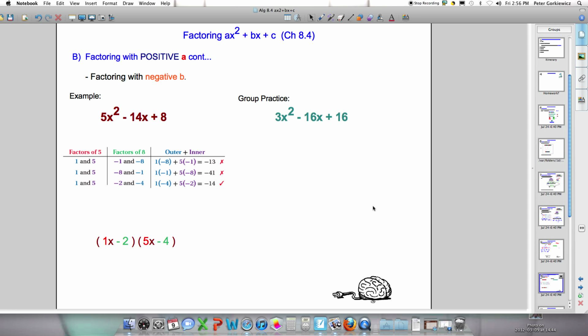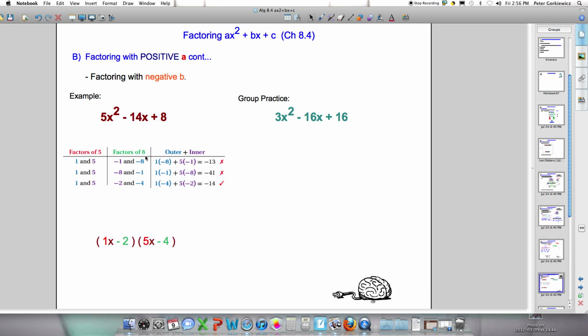Cool. Things get a little uglier when you have negative b. Here 14 is negative. So you know that there's going to be negatives involved in the answer. So here, this is another table. Factors of 5 are 1 and 5, 1 and 5, 1 and 5. This is nice. We got lucky because we only have one set. So we can find the factors of 8. Well, negative 1 and negative 8, negative 8 and negative 1, negative 2 and negative 4. Those are the only things that multiply to a positive 8. But we're looking for negative 14.